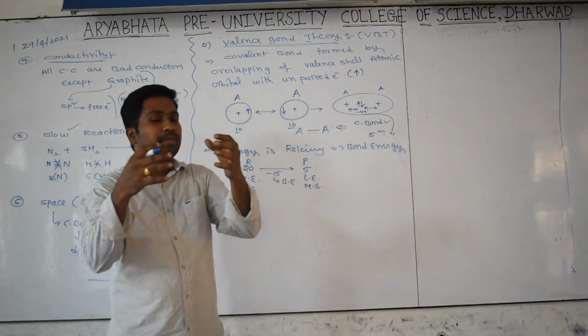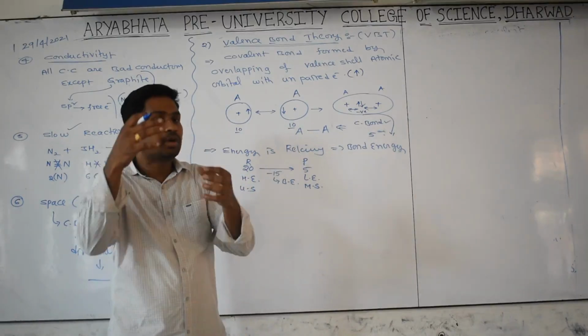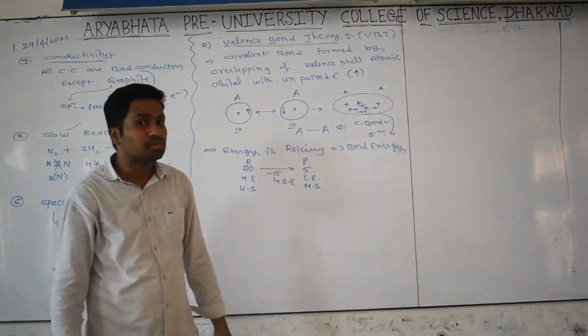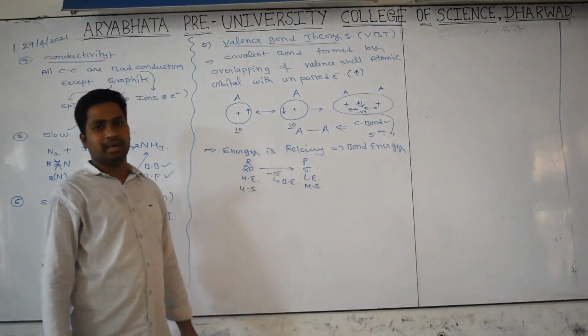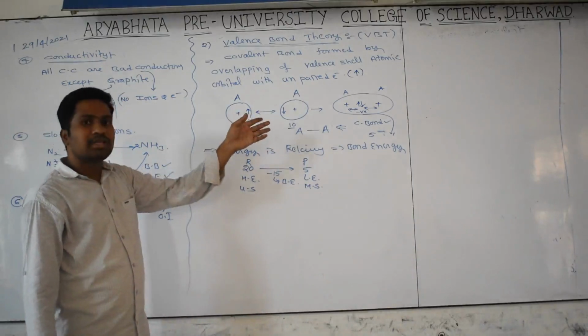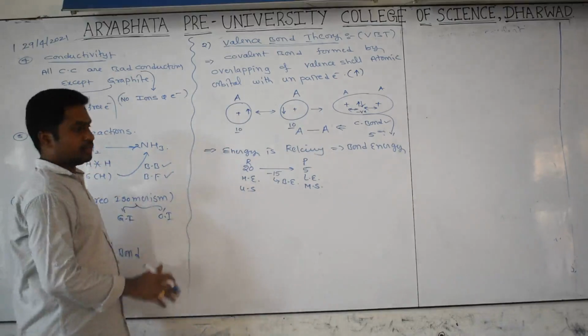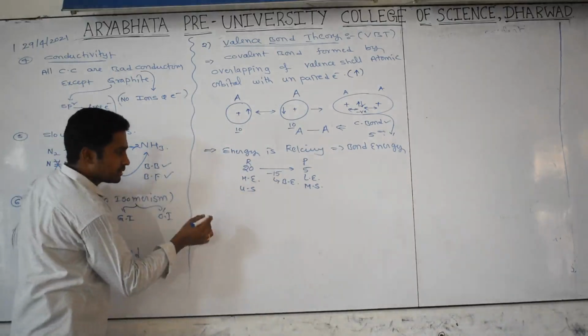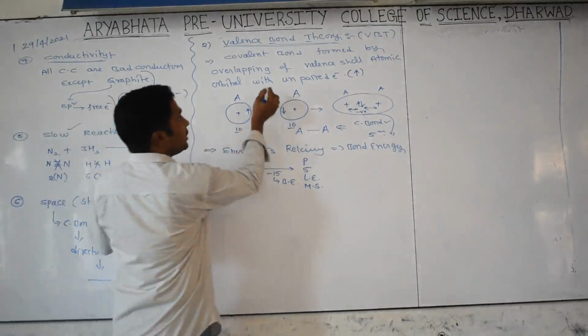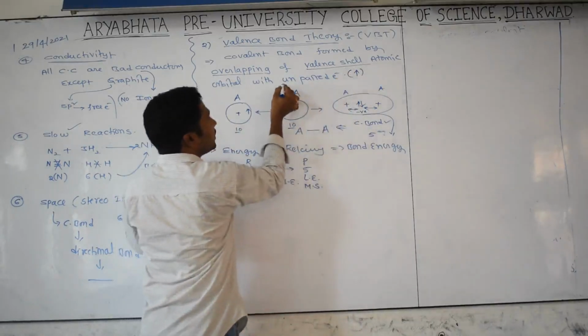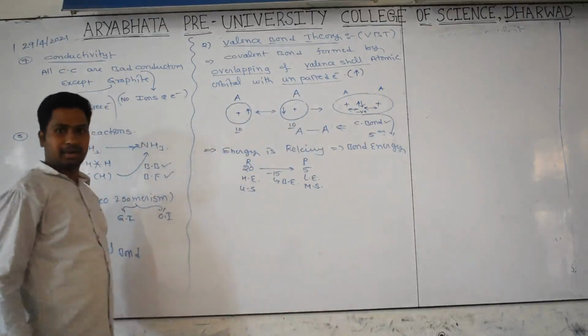After overlapping between the two nuclei of the atoms, we get an electron pair and the nucleus will have a force of attraction called chemical bonding. In this whole process, energy is released, called bond energy. We have some important things I will tell you. All of you understood what the condition is? Overlapping of valence shell atomic orbitals should take place, with an unpaired electron.